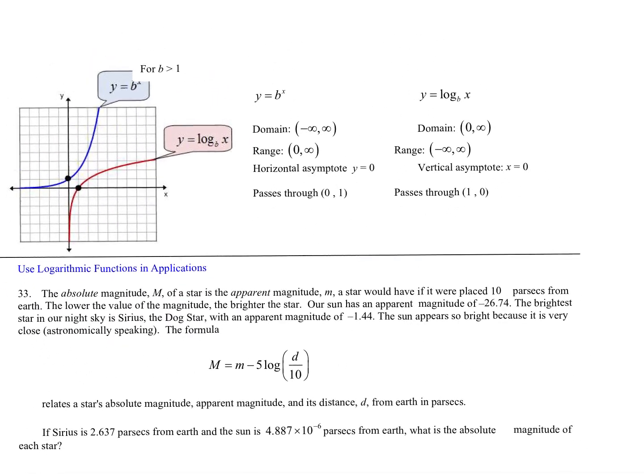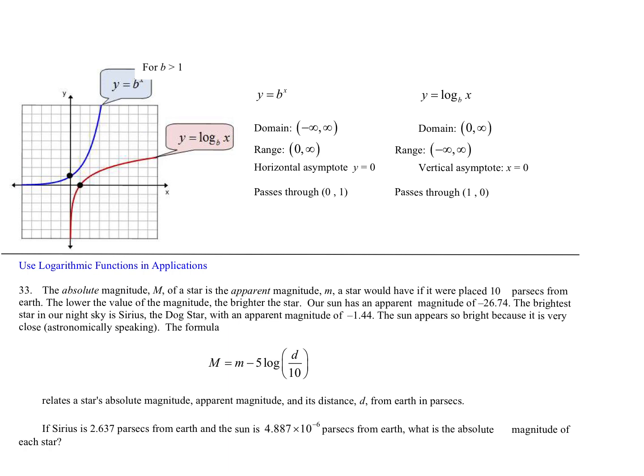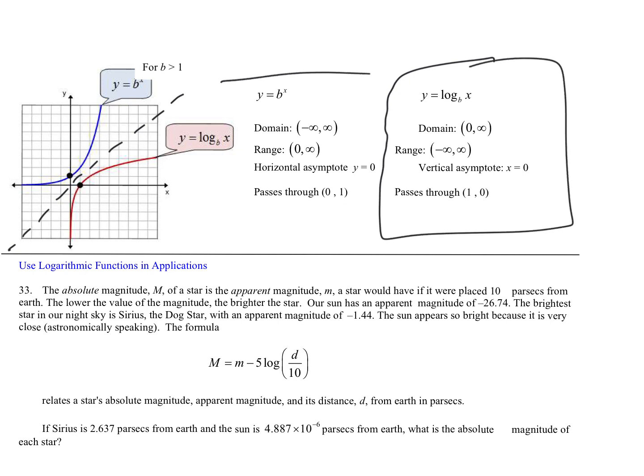So as long as b is greater than 1, then y equals b to the x, you can see here, is in blue, and the log of x base b is in red. There is that graphic feature I was talking about, since they're inverses of each other. And then we have a little summary that might help you right here. So we've got the domain and range, the horizontal and vertical asymptotes for each one respectively, and the ordered pairs that they pass through, which is really cool.